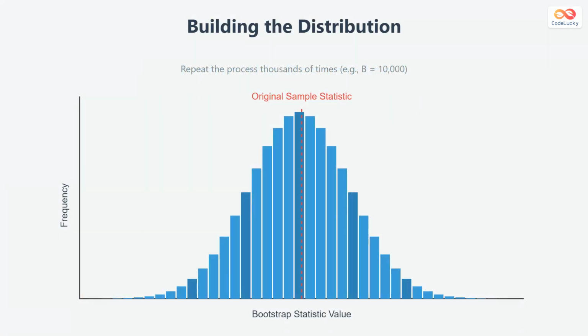One scenario isn't enough, so we repeat this process thousands of times. We use a computer to generate 10,000 or more Bootstrap samples and calculate the statistic for each one. When we plot all these statistics on a histogram, we get the Bootstrap Distribution. This distribution shows us how much our estimate varies, purely based on the data we have.